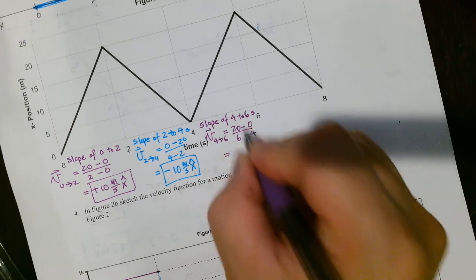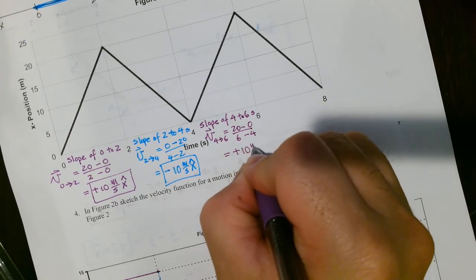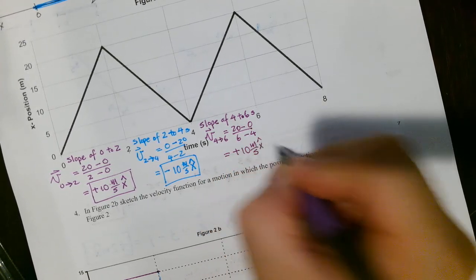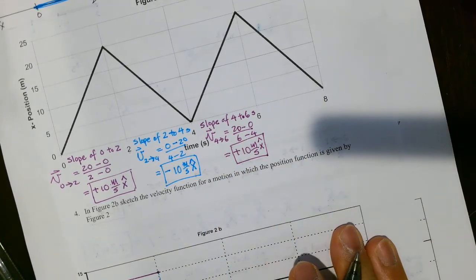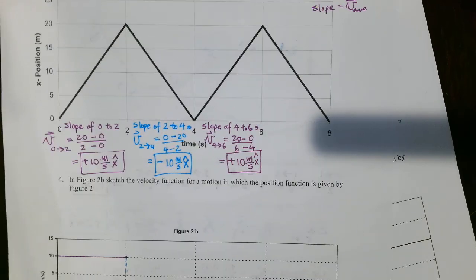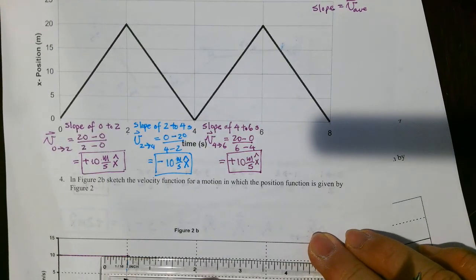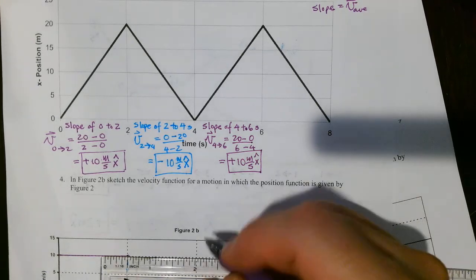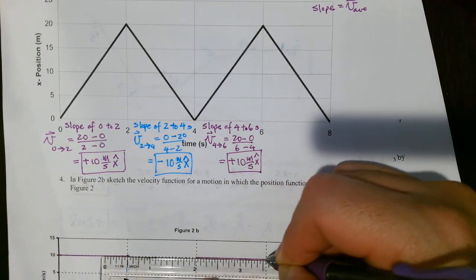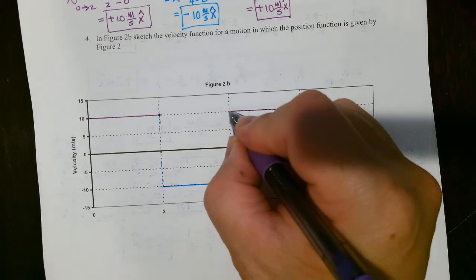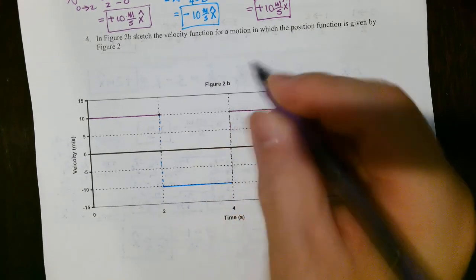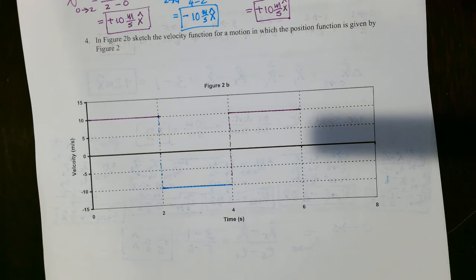Therefore, if you work it out, you're going to get positive 10 meters per second again, x hat. So from 4 to 6 seconds, we have another constant slope value of positive 10. So that is our average velocity value from 4 to 6 seconds. So we just draw our horizontal line at positive 10 for 2 seconds from 4 to 6 seconds. Again, if you want to draw this dotted line here, that's fine. Open circle, closed circle. Okay?